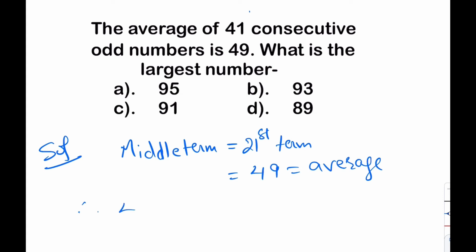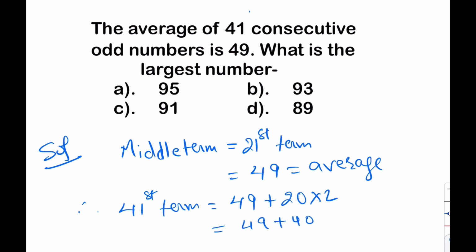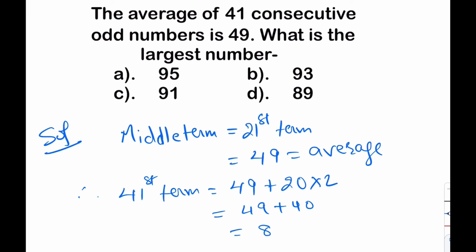Therefore 41st term, this is equal to 49 plus 20 into 2 because 20 terms are remaining after 21st term. So this is equal to 49 plus 40 and this is equal to 89. So 89 is our answer. It means option D is the correct option.